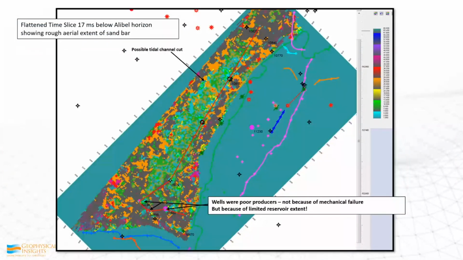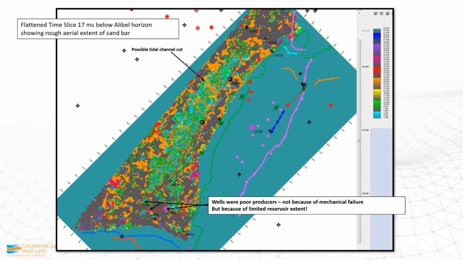Now, here's a flattened time slice showing the good well, the well that I recommended to my client, and the 3 poor wells. And when you start looking at the 3 poor wells, the engineer who brought him the idea said that they were mechanical failures. But I think what's really happening here is they didn't produce very much because they were on very thin pieces of sand, or very small pieces of sand, 20 or 30 acres.